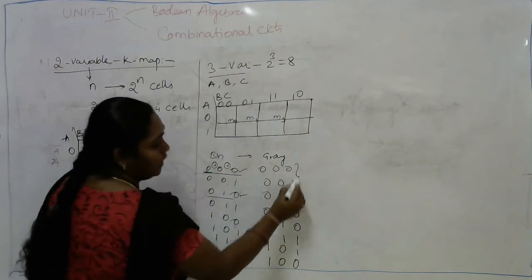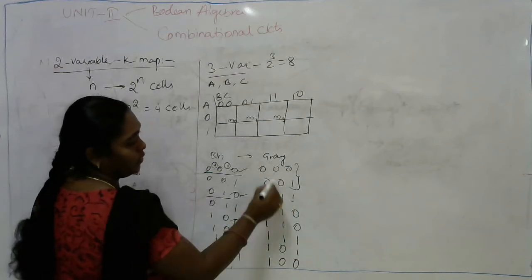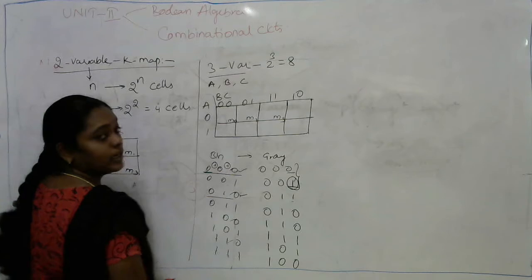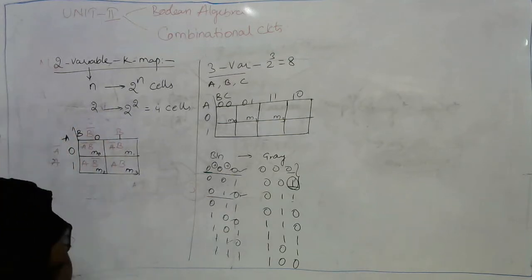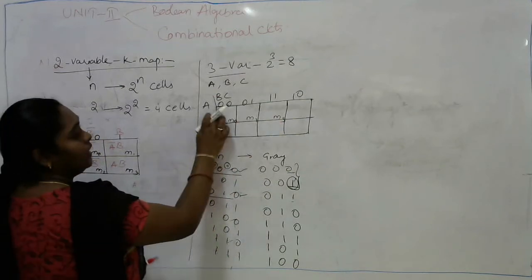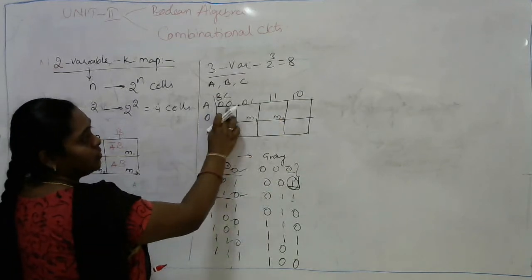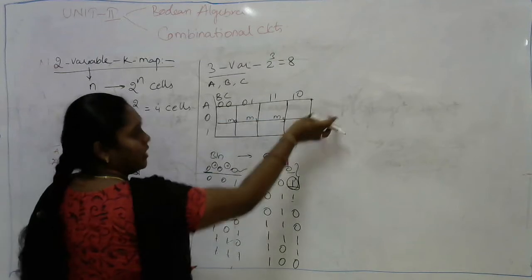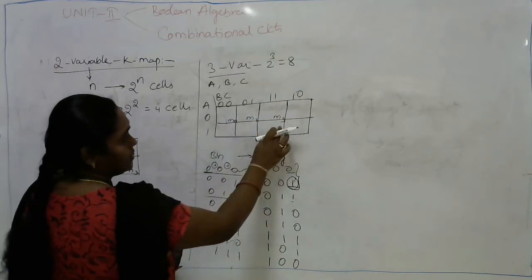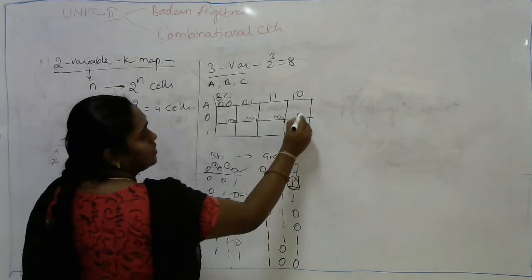Because if you take any two consecutive numbers of a gray code, there will be change only in a single bit position. That is the reason gray code is also called a unit distance code. As it has the unit distance property, the same thing we are using over here. So under BC we need to write 0 0, 0 1, 1 1, 1 0. So M0, M1, 0 1 1 is 3, 0 1 0 is 2.